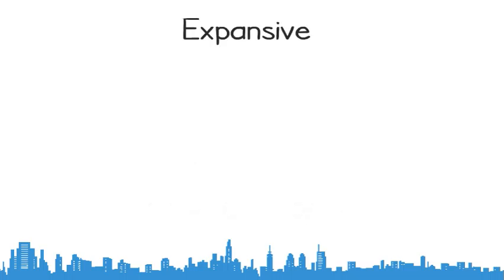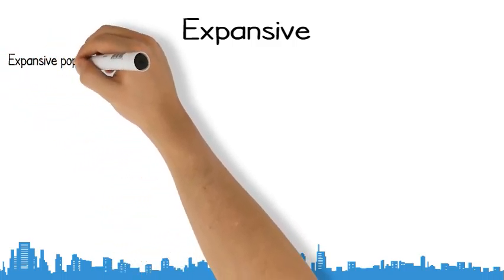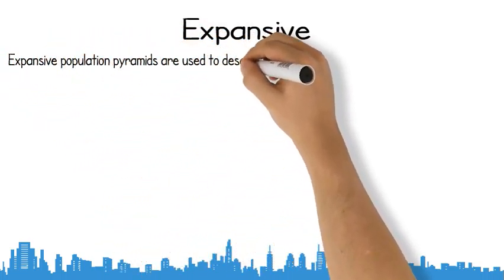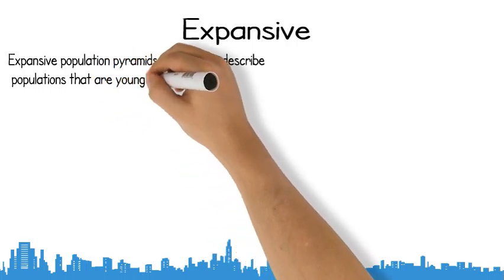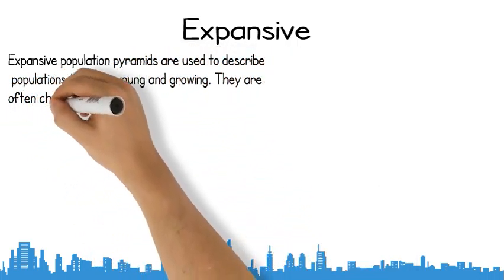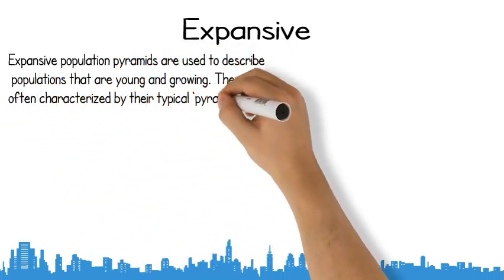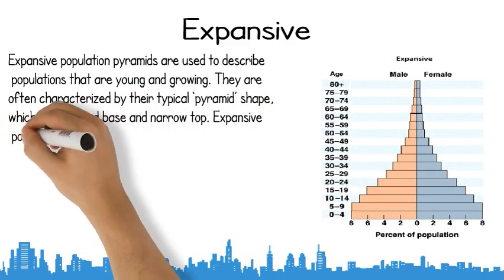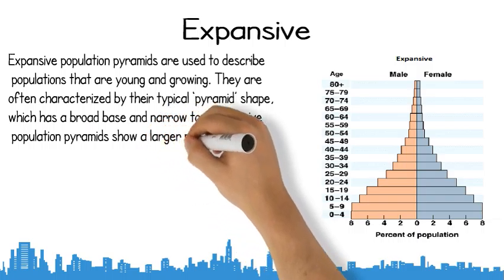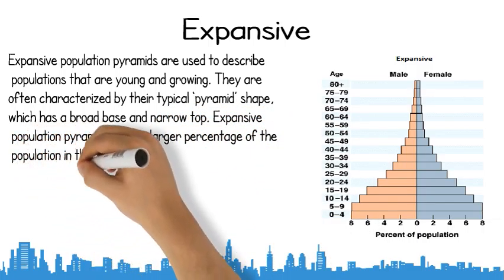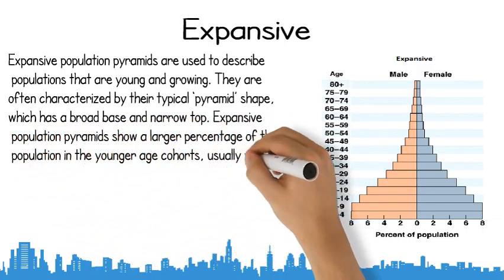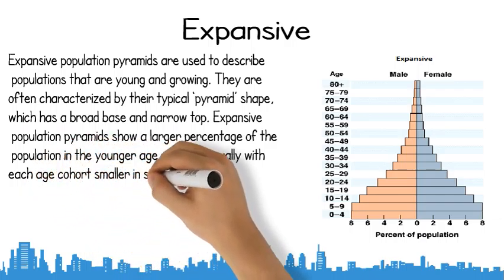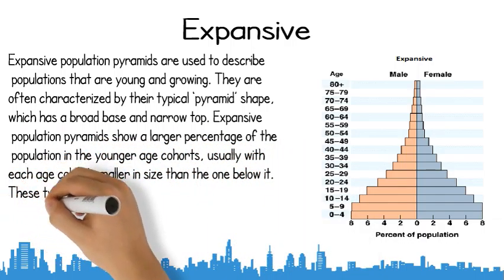Expansive. Expansive population pyramids are used to describe populations that are young and growing. They are often characterized by their typical pyramid shape, which has a broad base and a narrow top. Expansive population pyramids show a larger percentage of the population in younger age cohorts, usually with each age cohort smaller in size than the one below it.